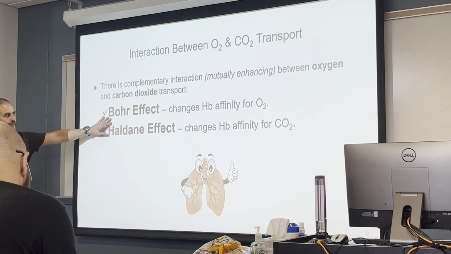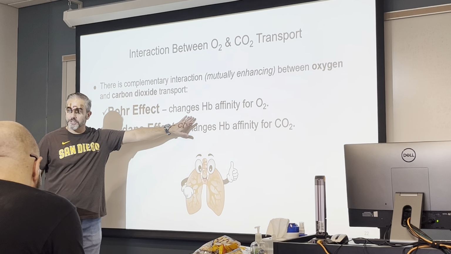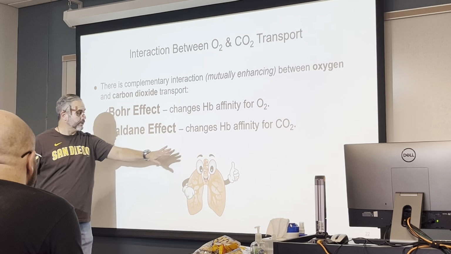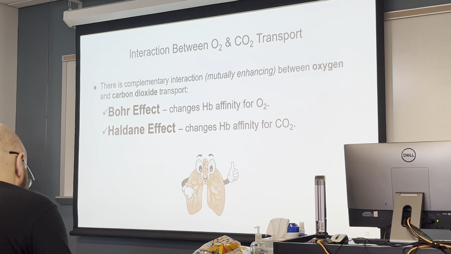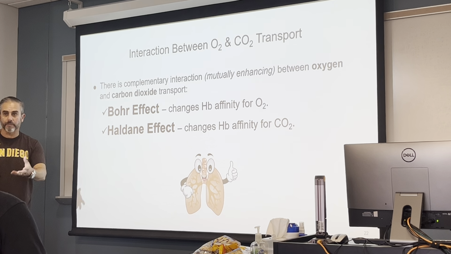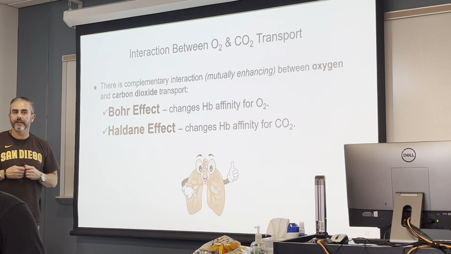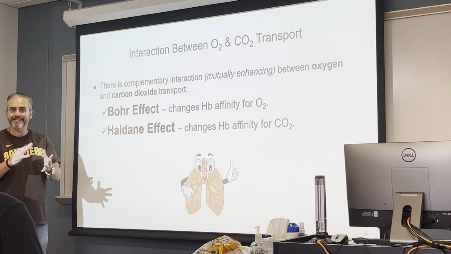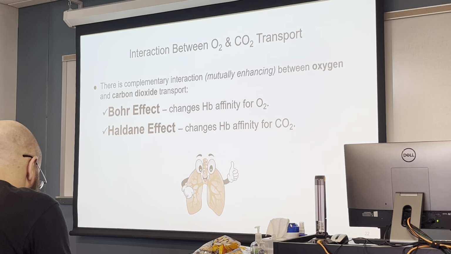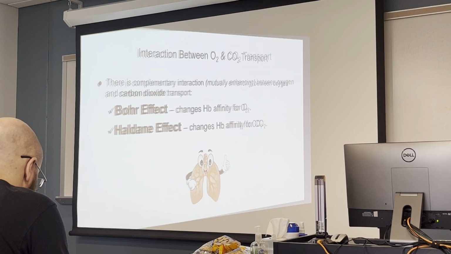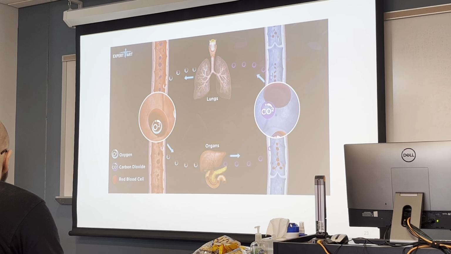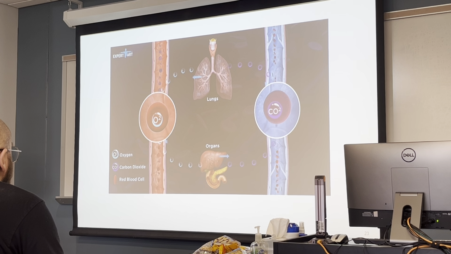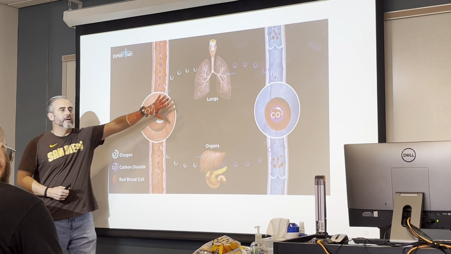All right, so Bohr effect changes hemoglobin's affinity for oxygen to give it up at the tissues. Haldane effect changes hemoglobin's affinity for CO2. When the oxygen leaves, it'll take more carbon dioxide on board. Again, both mutually enhancing to each other. There's probably a million questions you guys have. I don't mind going back over a few things, but ultimately remember what we're doing here.